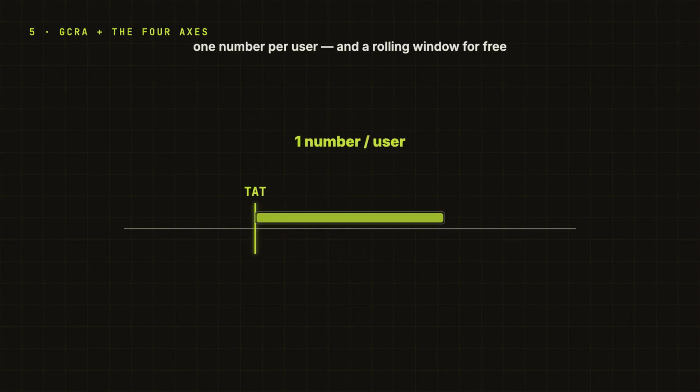One number per user, that's it. And you get a rolling window for free. Burn your whole limit in a burst and your capacity comes back gradually, right away, instead of waiting for some reset.